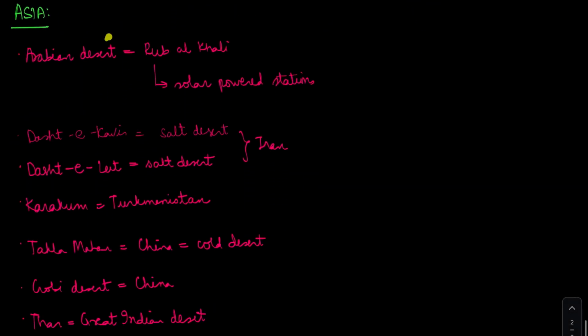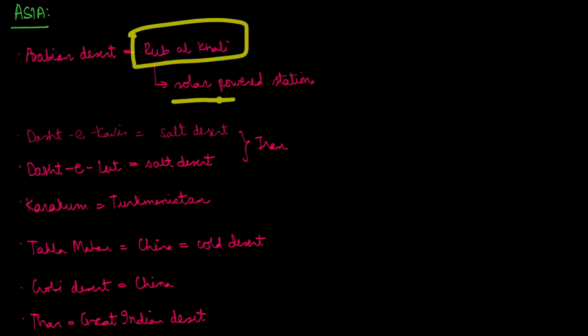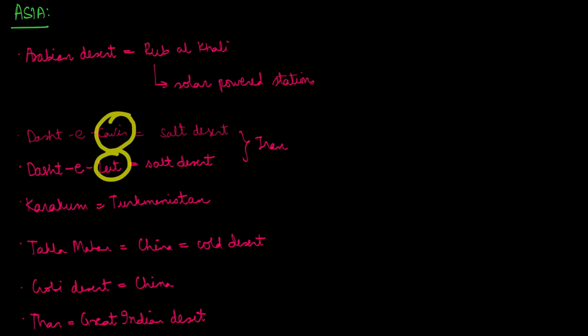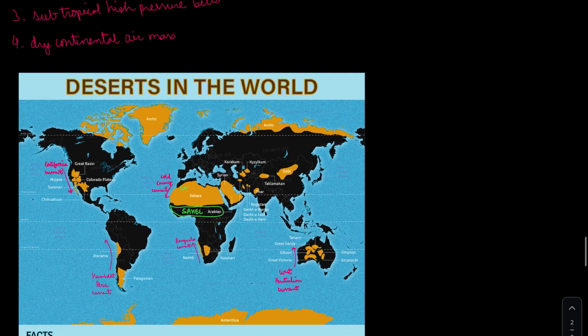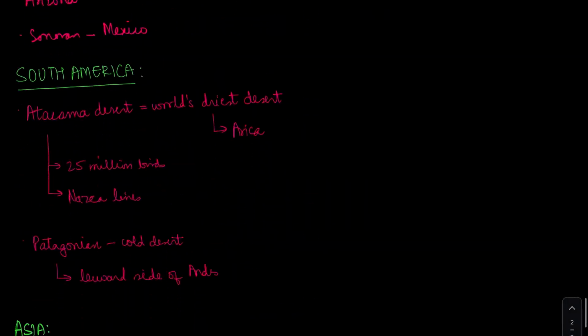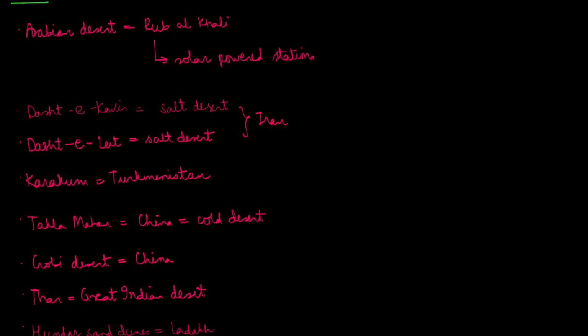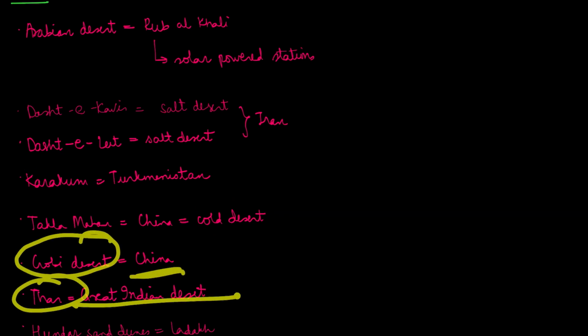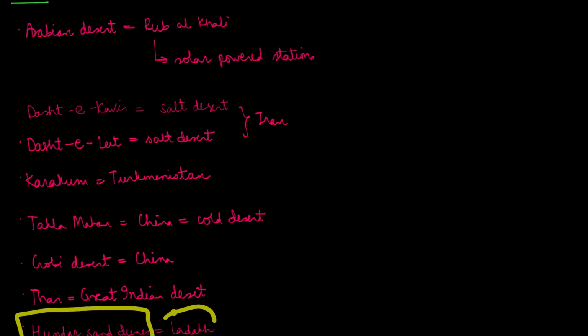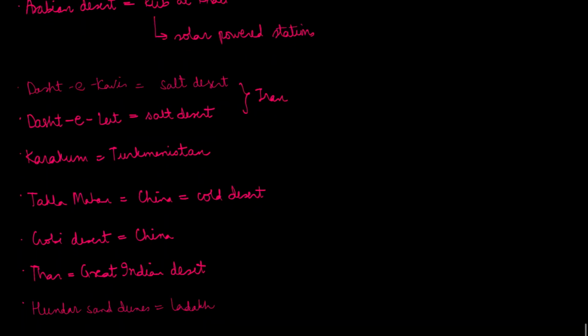Moving to Asia, first is the Arabian Desert, which is also called Rub' al Khali, where there are solar powered stations. We have read about three deserts: Dasht-e Kavir, Dasht-e Lut, and Dasht-e Margo. Dasht-e Kavir and Dasht-e Lut are in Iran, and both are salt deserts. Then Karakum is in Turkmenistan, Taklamakan is in China, and it is a cold desert. Gobi Desert is also in China. Thar is the Great Indian Desert, and Hunder sand dunes are located in the Ladakh region of India.